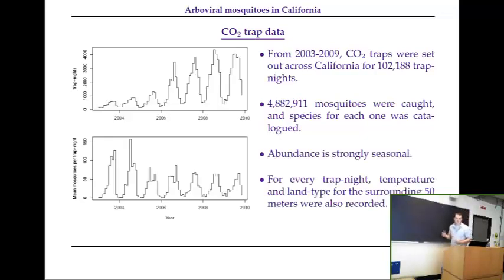If you look at the data in time, as opposed to in space, you can see here on the top panel we have the effort, the number of trap nights per month. You can see the number of trap nights per month has increased as the years have gone on. There's still a seasonality to it. And as well as there being a seasonality to the actual number of trap nights, there's a seasonality to the abundance.